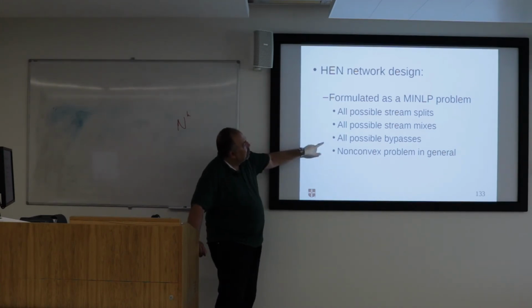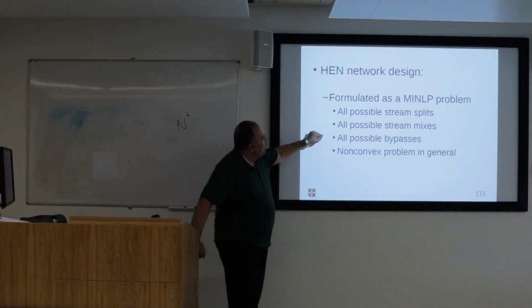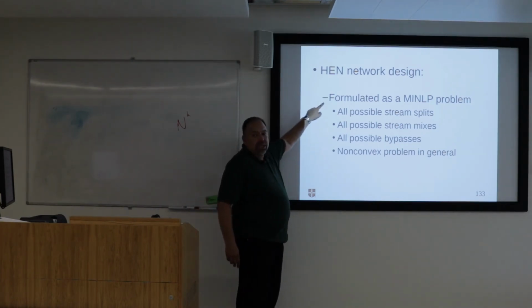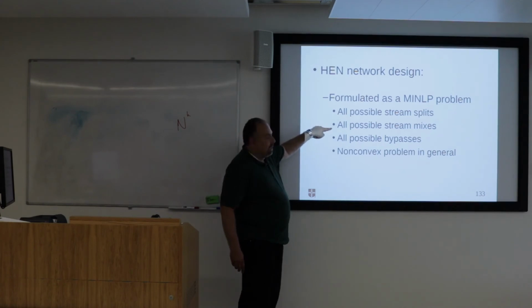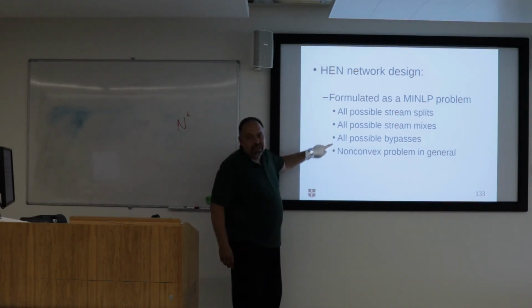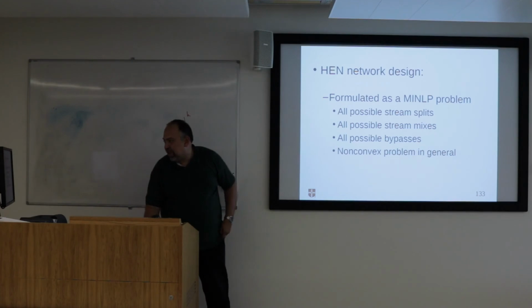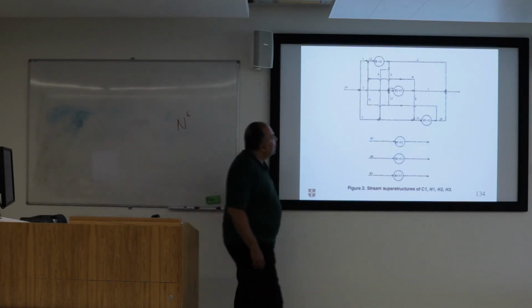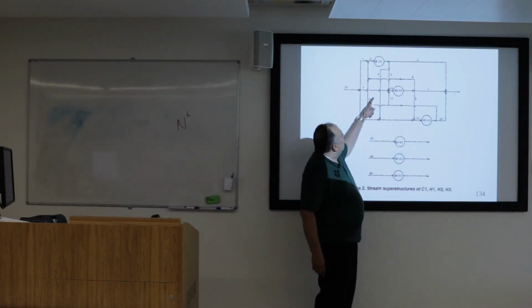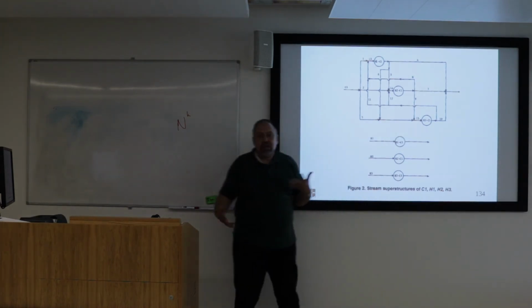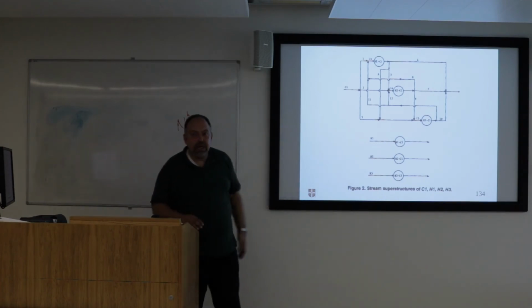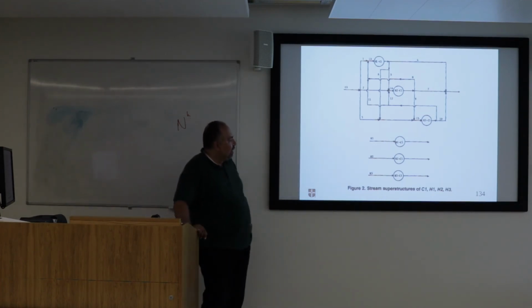This is the design problem that was considered by some people in the States, where they tried to design heat exchanger networks considering all stream splits, all stream mixes, and all possible bypasses. So basically what they gave to the optimizer is this thing here, which allows for things to bypass, to connect, and to form any network feasible for the data you have, for the streams you have. But it's a non-convex problem, and it's very hard to solve.